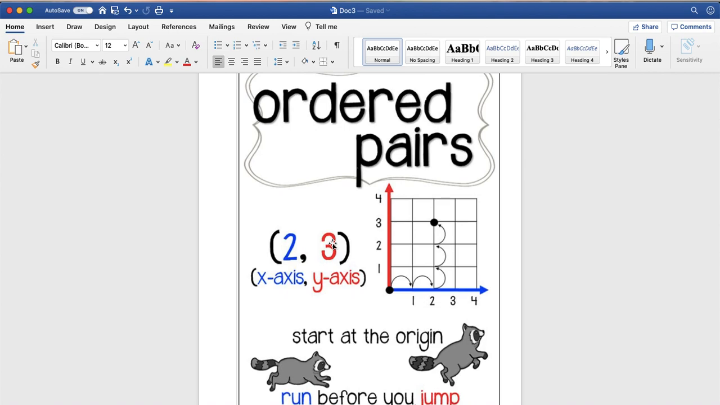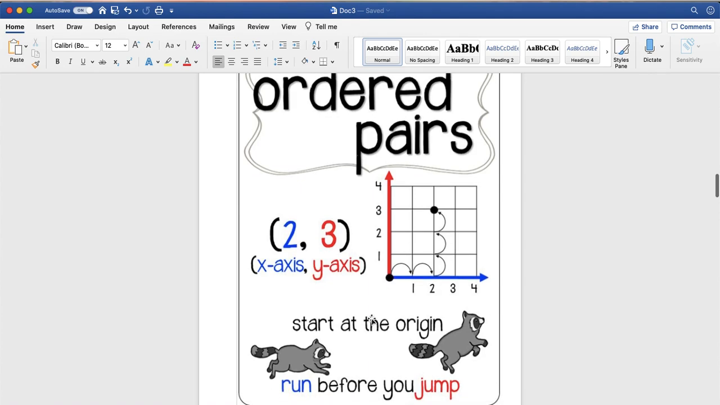Now, an ordered pair, which is right over here, that's the directions of how to get to a different point from our home base. So this ordered pair that's listed over here tells us the directions of how to get to this little point from our home base. So remember, we need to run before we can jump. So I need to run, and I run 2 spots, and then I have to jump up 1, 2, 3, and that's how I get my 2 here and my 3 here.